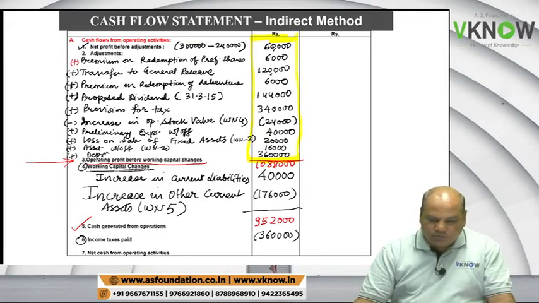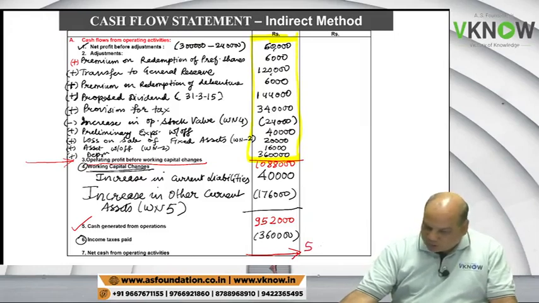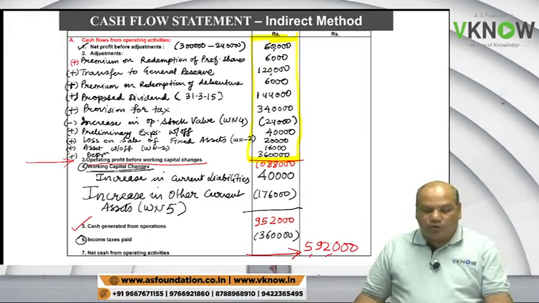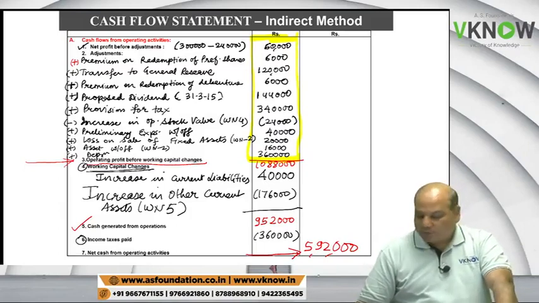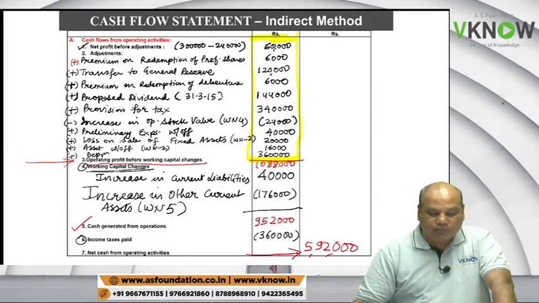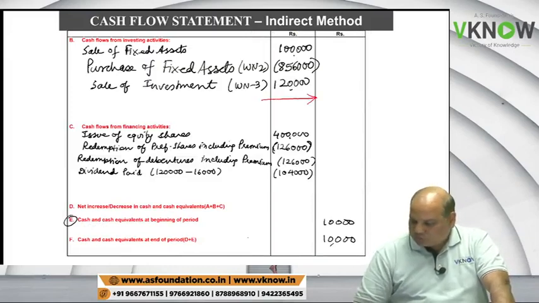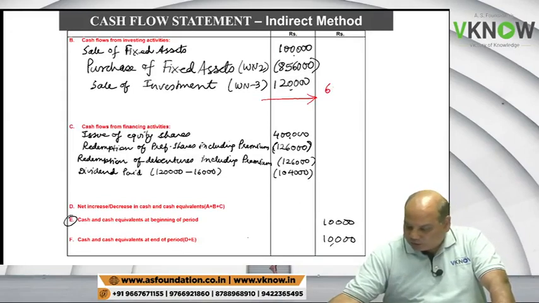Correct, Mehta. Mehta is right. And minus 3,60,000 will give you 5,92,000, which is cash flow from operating activity. Which is cash flow from operating activity, 5,92,000. Is it right? Then come to investing activity. Tell me the answer. Investing activity. So that is negative 6,36,000. Very easy to calculate.